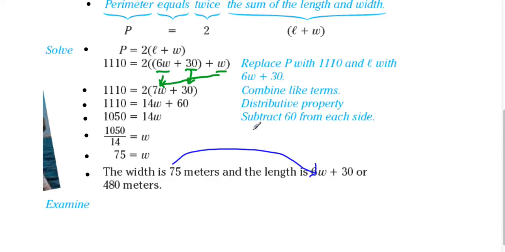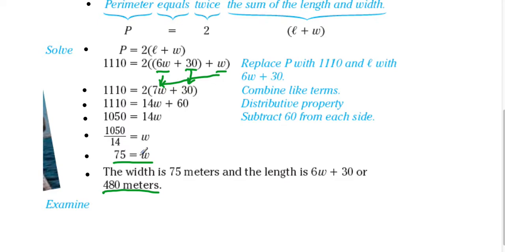480 meters. So that is now the solution to our problem. We now have the dimensions of the pool, which are 480 meters as the length of the pool and 75 meters as the width.